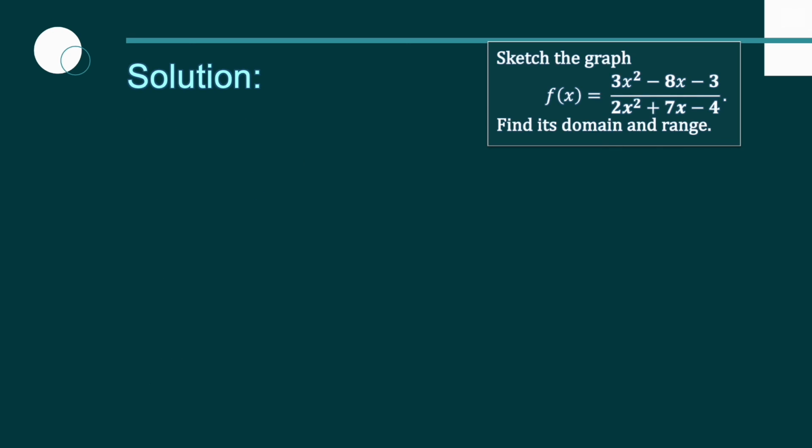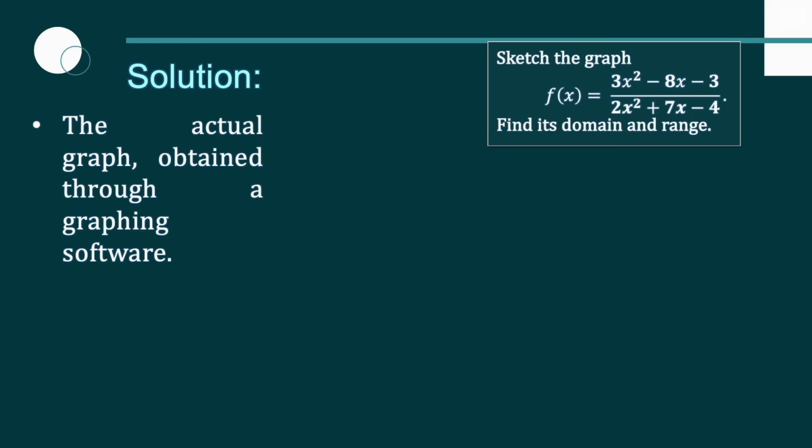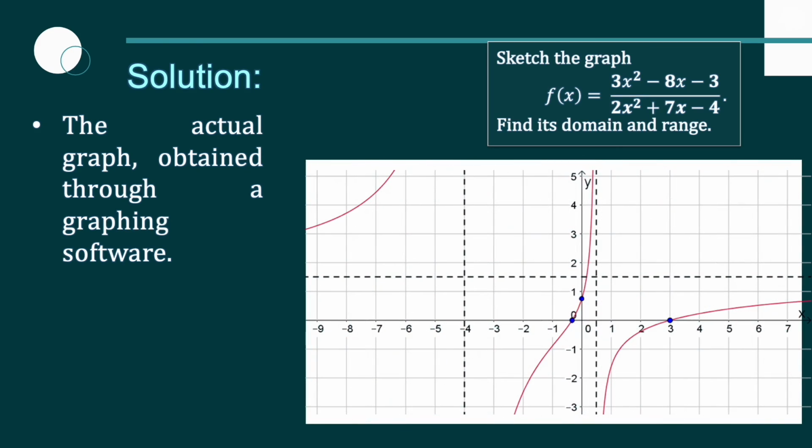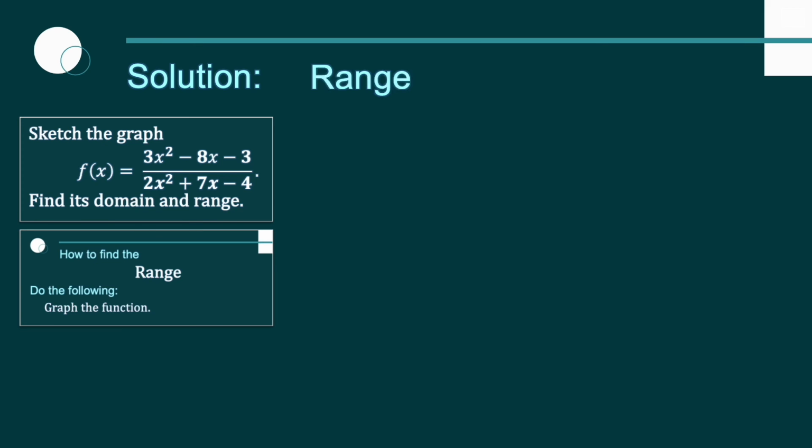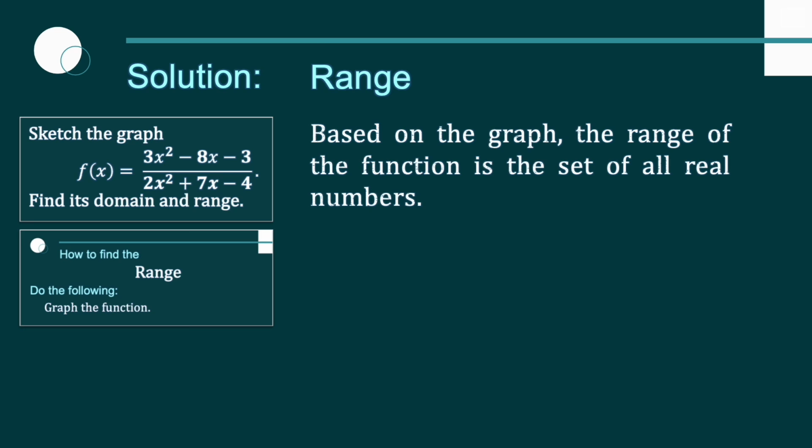We have the actual graph, which is obtained through graphing software. Now, based on the graph, the range of the function is the set of all real numbers.